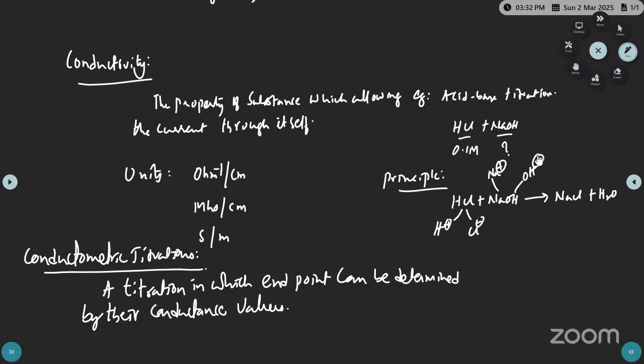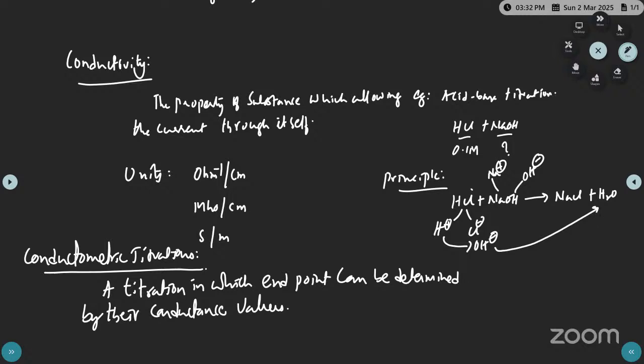Okay, so when NaOH is added to the HCl solution, here H plus ions are arrested by the OH minus ions, isn't it? And when the H plus ions are arrested by OH minus ions, what will be formed? H2O is formed. And by adding NaOH to the HCl solution, what happened? Does the conductance decrease or increase?